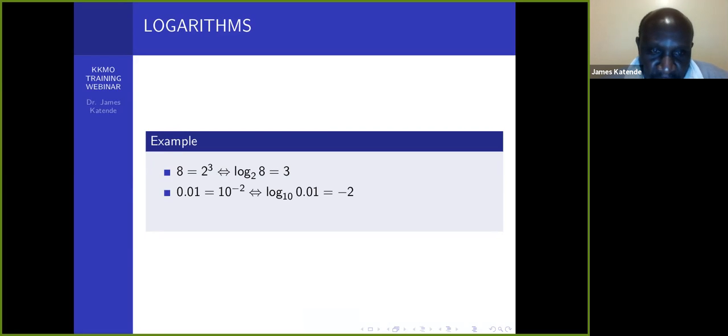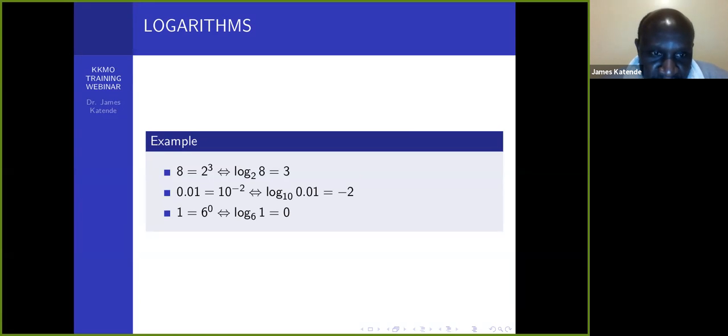What follows the same? If you have 0.01 is equal to 10 raised to negative 2, we can say that log base 10 of 0.01 is negative 2. Usually when you're working with the common logarithms, you can omit the base. So log base 10 is sometimes just written as log without the subscript. But for emphasis and clarity, we'll be including the subscript here.